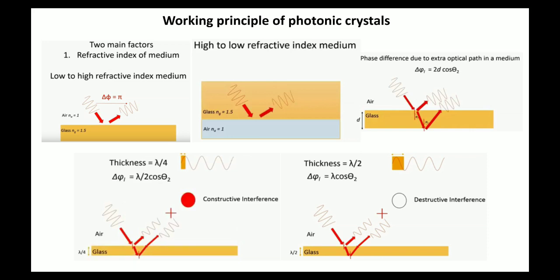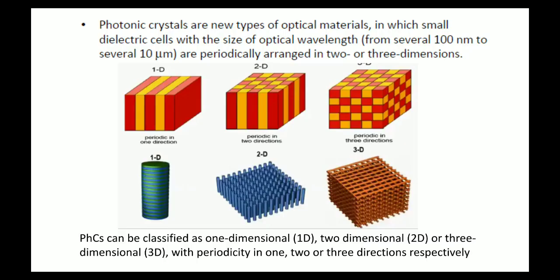Okay, you got it? So the take-home message from this slide is that the thickness of the glass is important. If the thickness of the glass is equal to lambda by 4, you will get some color. If the thickness of the glass is equal to lambda by 2, you will not get the color. If you understand this, then let us try to understand what a photonic crystal is.